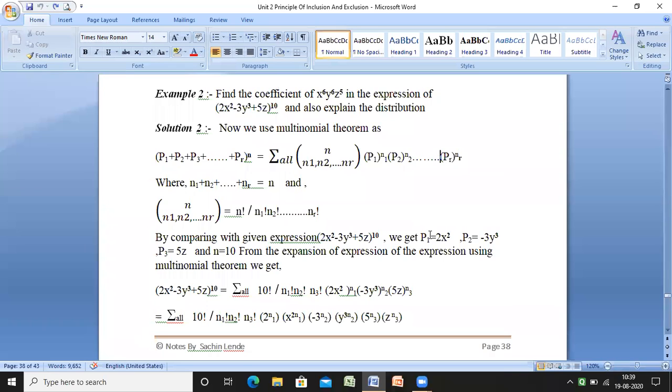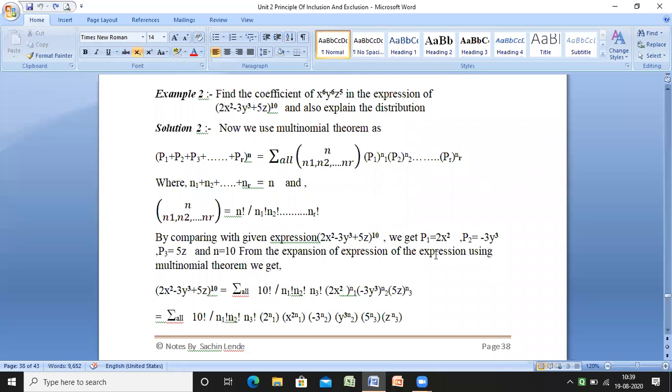We have considered p1 as 2x square, p2 as minus 3y cube, and p3 as 5z. And we just put up the value of p1 as 2x square. Remember one more time, we don't have the value of n1. Whatever information is available in the theorem itself, p1 to the power n1, we didn't get the value of n1, n2, or n3. We just put the values of p1, p2, p3 over here.